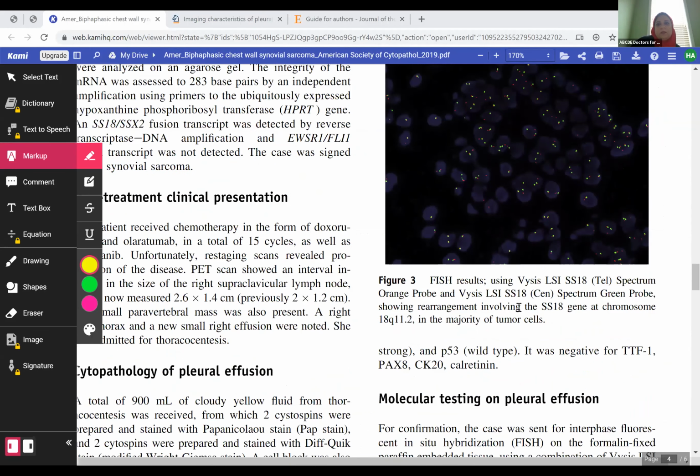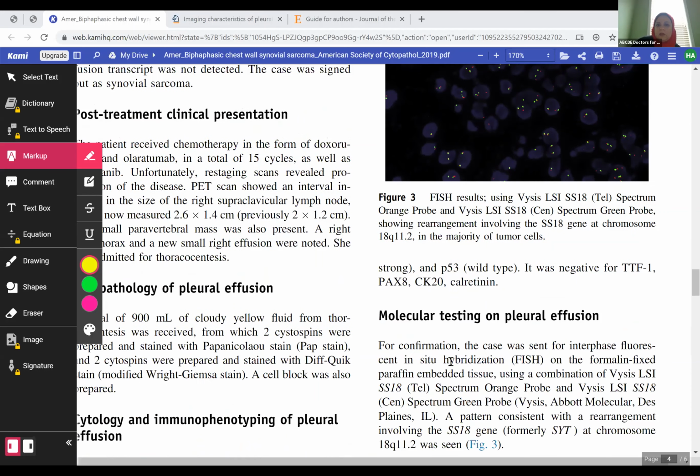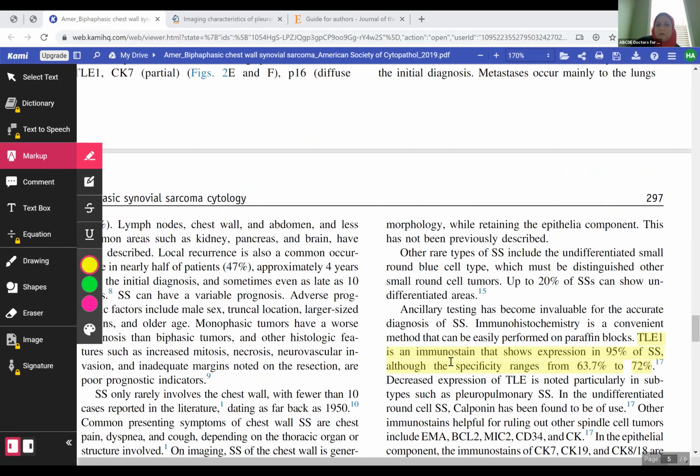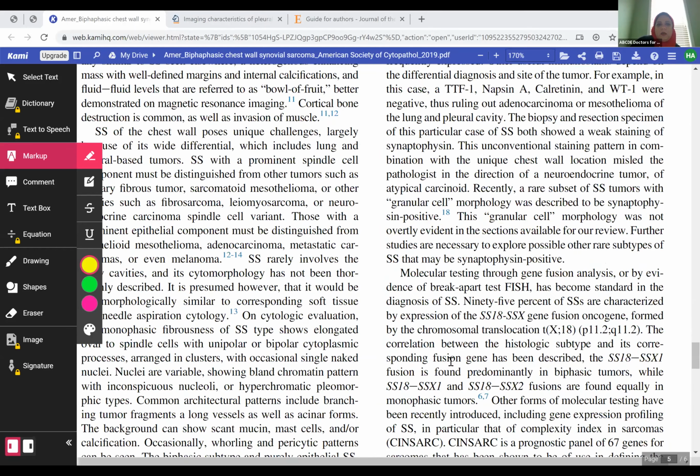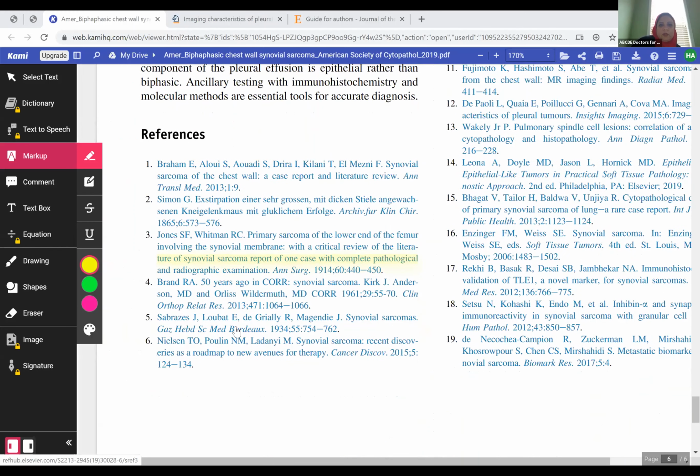Over here is the figure. Once again, I had the molecular pathologist do it, but if you understand FISH enough, you could probably just write it yourself. But I had to put in exactly where the probes were from, what kind of probes, and as you can see, the rearrangement in the majority of tumor cells, okay? Let me see if we have any other pictures here. I think that's it. Let me go through my references just really quick so that you can see what I mean.